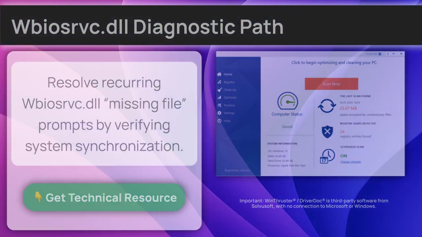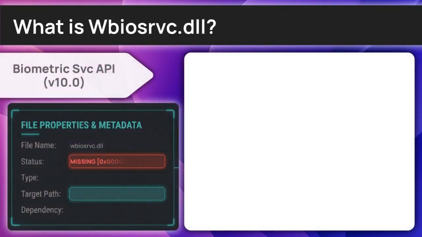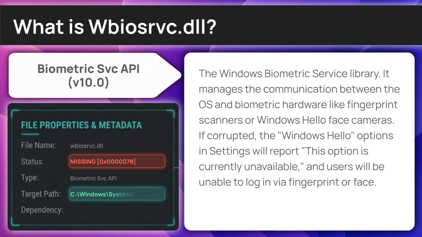This is the Windows Biometric Service, the Windows Biometric Service Library. It manages the communication between the OS and biometric hardware, like fingerprint scanners or Windows Hello face cameras. If corrupted, the Windows Hello options in settings will report, "This option is currently unavailable," and users will be unable to log in via fingerprint or face. Now that the background is clear, let's walk through the actual installation steps.